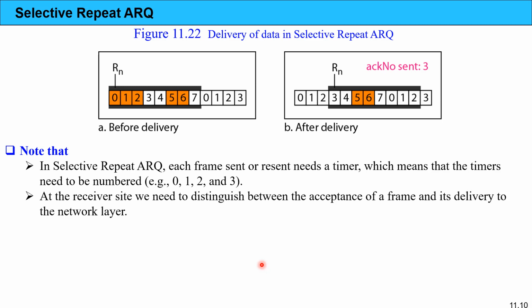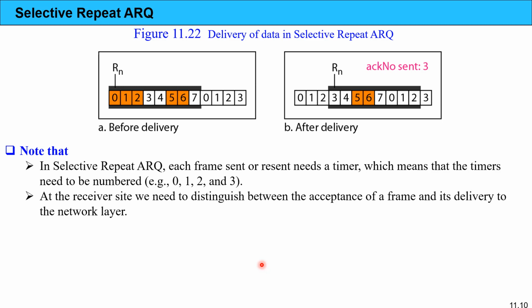I'm waiting for 3 now, which means that I shift my window. I'm waiting for 3, so I will send that 3. I received 0, 1, 2, and I'm waiting for 3 now. So now if I receive, for example, 4, I will send a not acknowledgement for 3. If I receive 3, I will send acknowledgement 3.